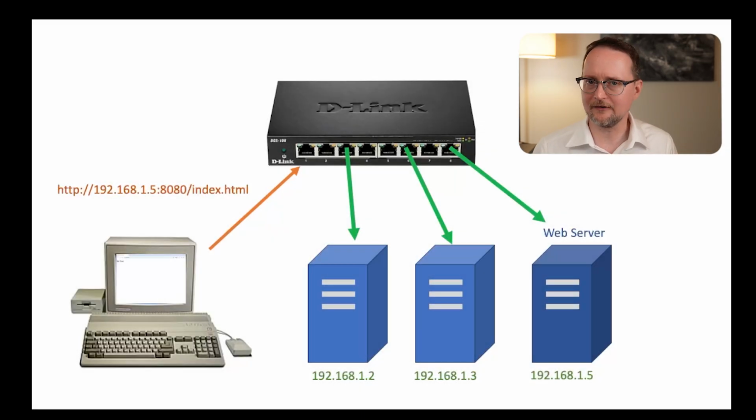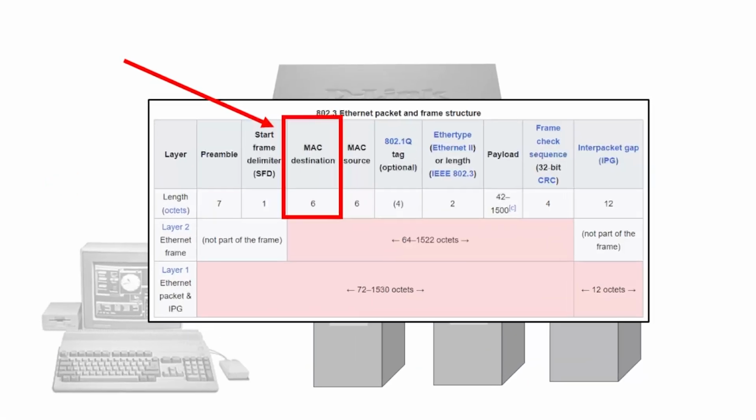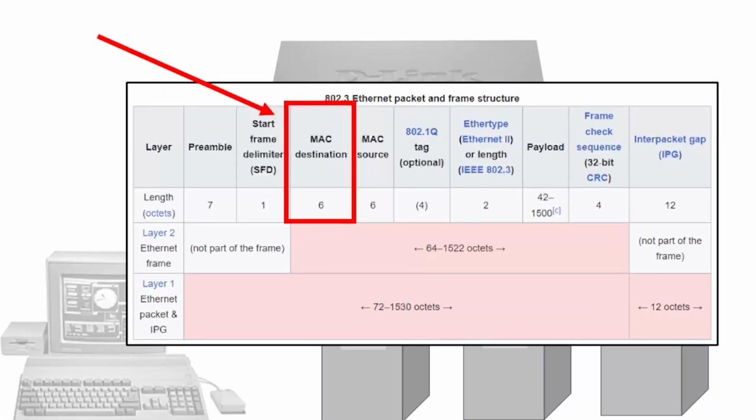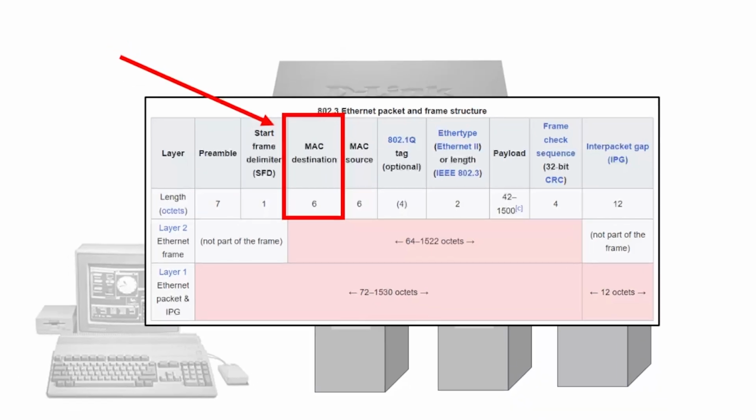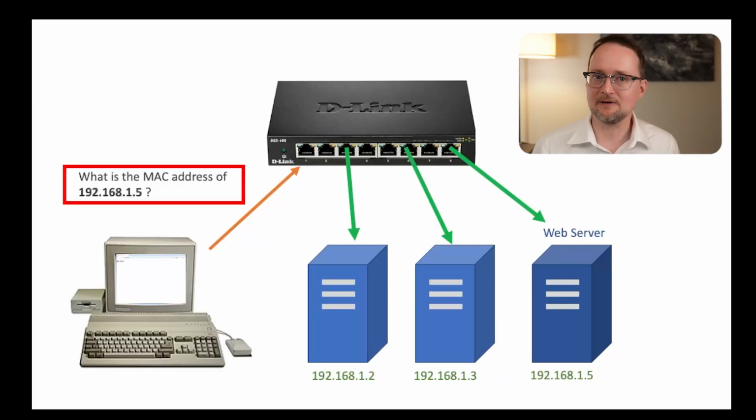Let's make our web request again, using a URL with an IP address. But we do have a problem. In the formatting of the bits traveling down the wire, layer 2 only has a MAC address as the destination. We're not even at the point where we can view an IP address. If you saw my last video, you already know how we're going to solve this problem.